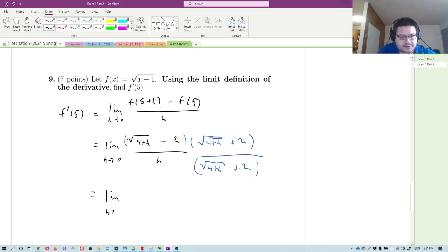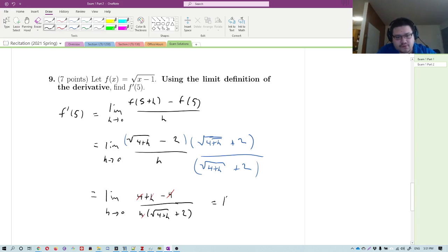Okay, limit as h goes to 0, and that's going to become 4 plus h minus 4 all over h times square root of 4 plus h plus 2. And then things cancel. You've got this cancellation, you've got that cancellation. You have a 1 in the numerator. So this is going to become the limit as h goes to 0 of 1 over the square root of 4 plus h plus 2. And then we can just plug in at this point. So 1 over 2 plus 2, so 1 over 4.